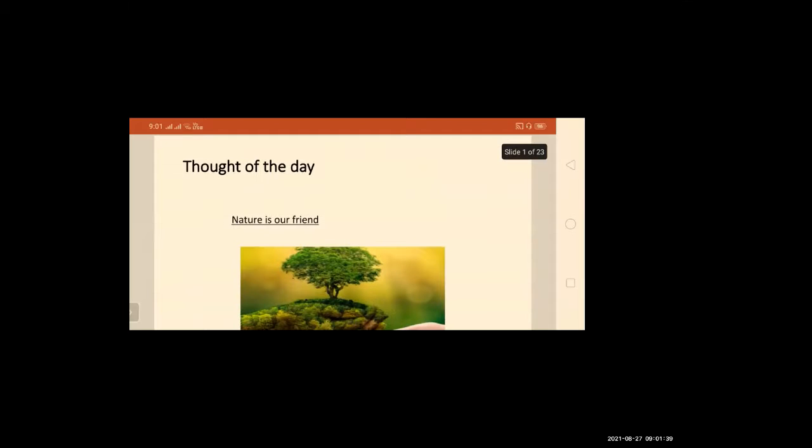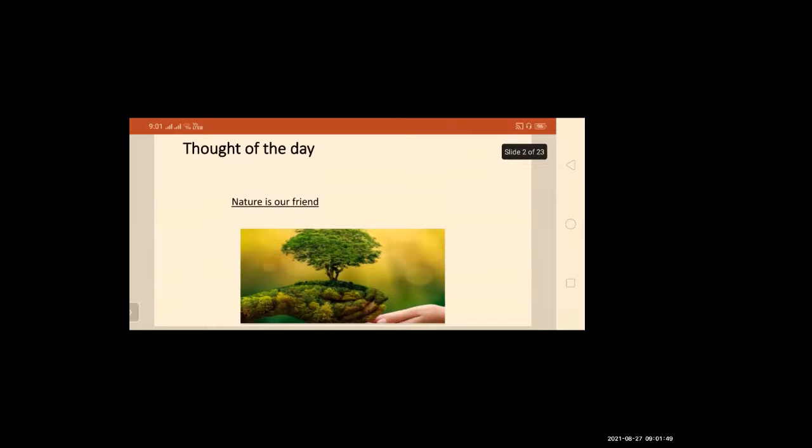Let us begin with the thought of the day. Nature is our friend. This is our thought of the day. Like our friends help us in various ways, nature is also helping us in many different ways. We are getting many things from nature. So nature is called our friend, and we should protect nature as we protect our friends.